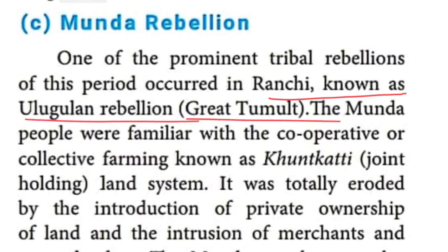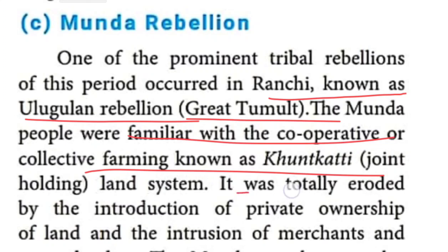The Munda people were familiar with cooperative, collective farming known as Gundukatti. They joined together and did agriculture. That was the meaning. It was totally eroded by the introduction of private ownership. The British, because of their policy, established private ownership in those areas. That is why it was totally eroded. What is the meaning?